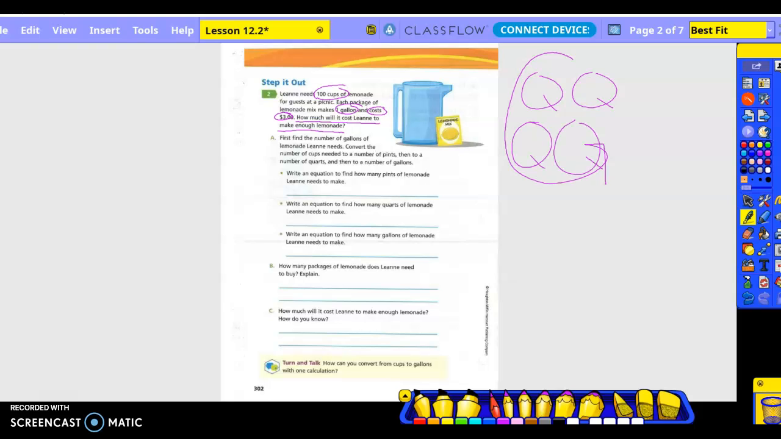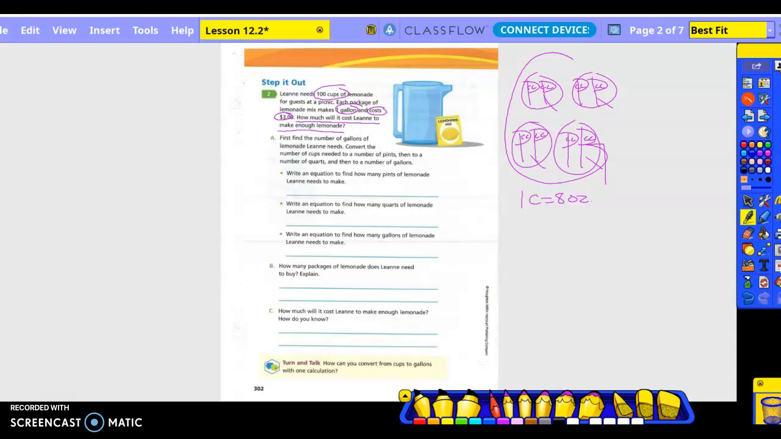How many pints are in each quart? 2. How many cups are in each pint? 2. So little C's in each one, right? Okay. And technically, we usually also write underneath it that 1 cup equals 8 ounces. But in this case, we don't need that, right? But we'll go ahead and do it just for good practice. Okay? All right. So, how many cups can we get in 1 gallon?